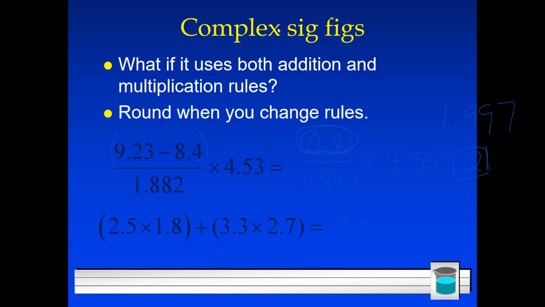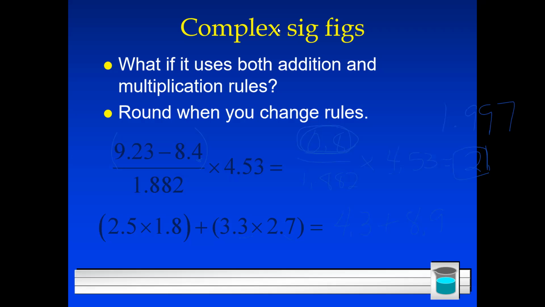We multiplied the second one, we got 8.91 or 92, whatever it was, but we need to round it to 8.9 because there's only 2 sig figs, right? 2 sig figs in both.